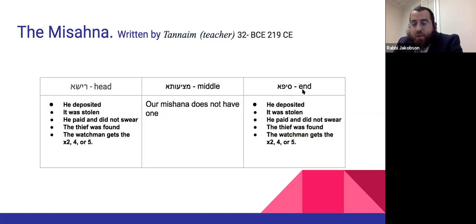The Seifa of our Mishnah, the second part, is again very similar. Somebody deposited something by his friend. It was stolen. Number 3.